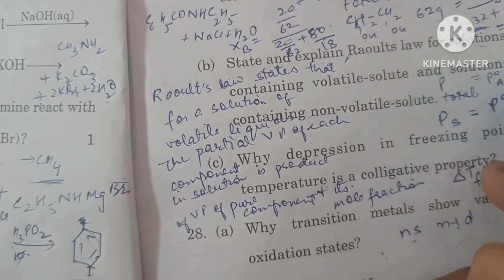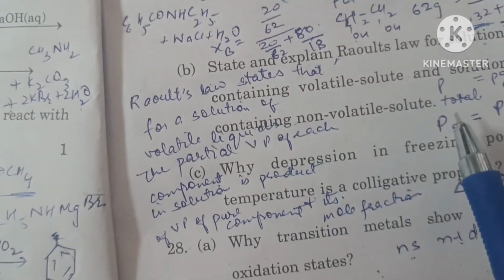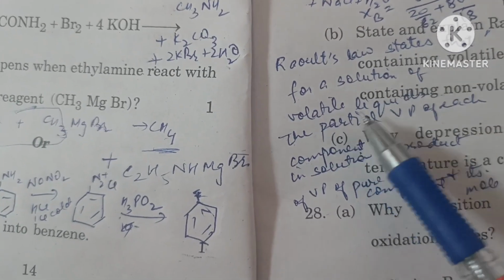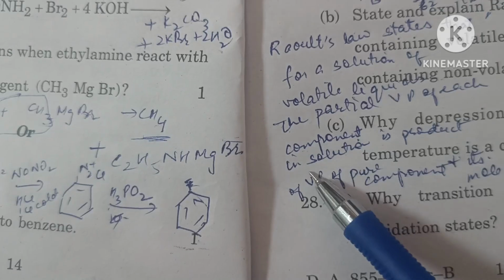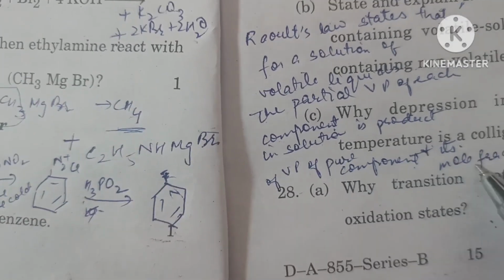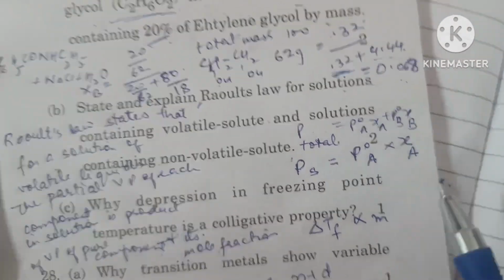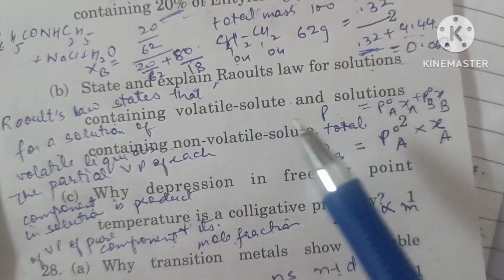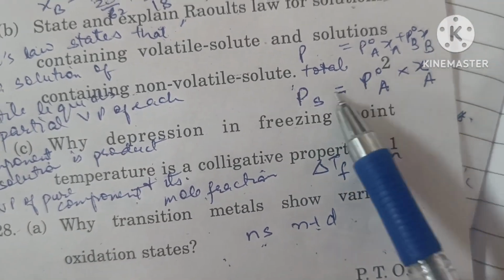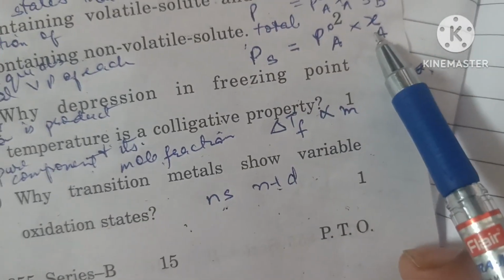State and explain Raoult's law for solutions containing volatile solute and solution containing non-volatile solute. So Raoult's law states that for a solution of volatile liquid, the partial pressure of each component in solution is product of vapor pressure of pure component and its mole fraction. And P total will be P naught A XA plus P naught B XB. And Raoult's law for solution containing non-volatile solute says that vapor pressure of a solution is product of vapor pressure of pure solvent into mole fraction of solvent.